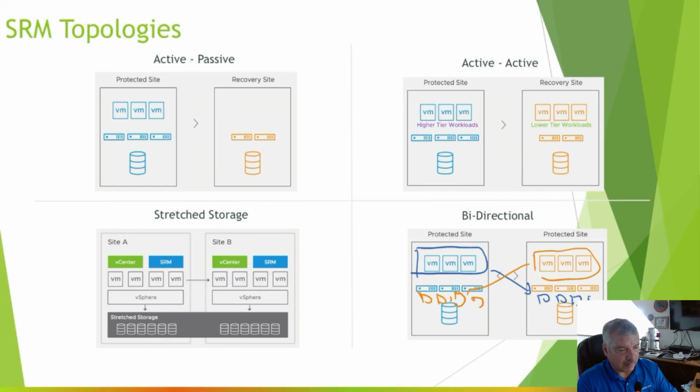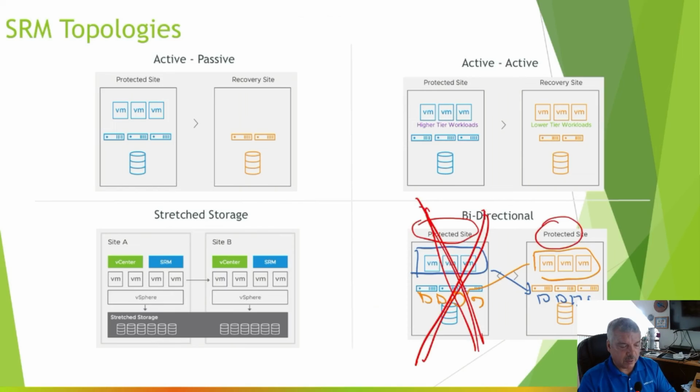If something should happen to one of the sites, both sites are protected sites. Notice they're called protected sites. Both are running workloads. So if this site here fails, it's the blue workloads, and the blue workloads will power back on or be recovered at that site. Okay, we start them up. So that's probably the one that makes a little bit more sense.